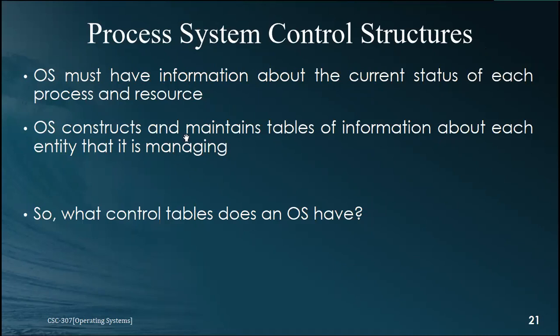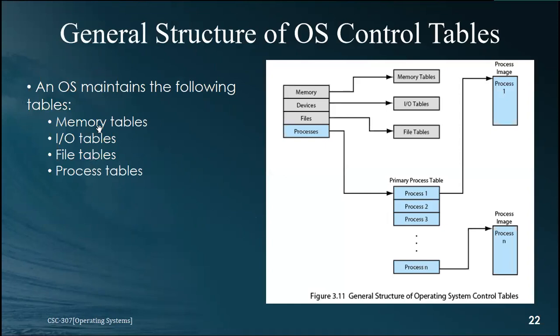So what are the tables the OS has? The OS basically has these 4 tables: memory table, IO table, file table, and the process table.